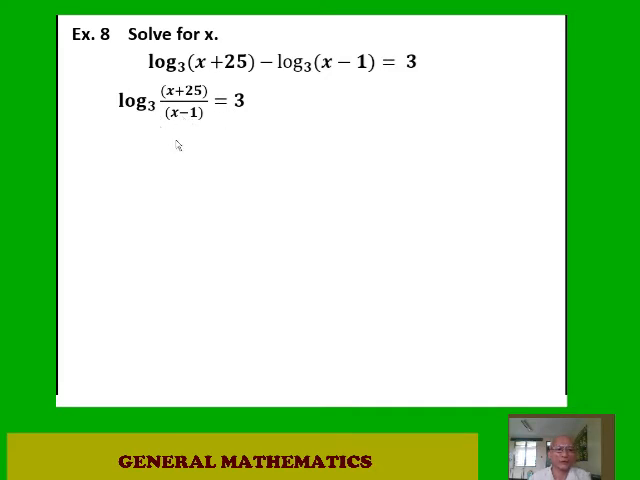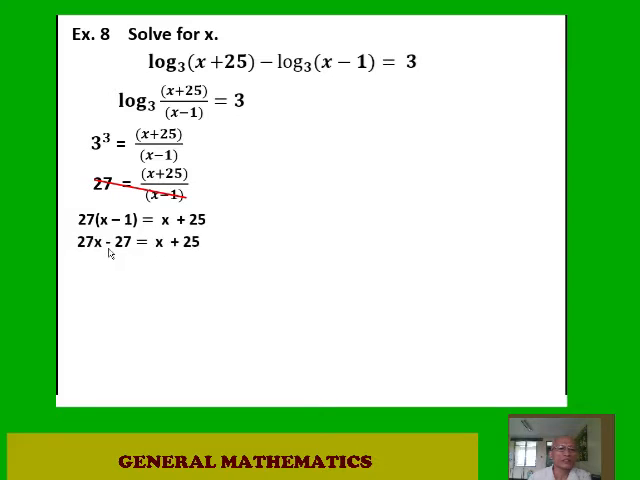From logarithmic form to exponential form, so this is 3 cubed, base 3 raised to 3, equals x plus 25 over x minus 1. Then expand, 3 cubed is 27. Then cross multiply. Then distribute 27. So 27x minus 27 equals x plus 25. Then transfer the terms that involve x. Then solve for x by dividing both sides of the equation by 26. So x is equal to 2.